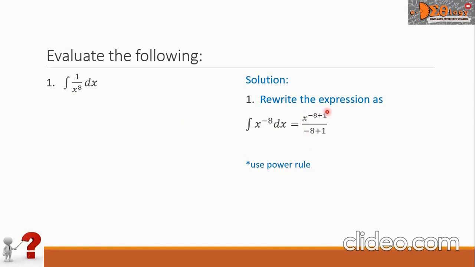Simplifying our exponent, negative 8 plus 1 is negative 7. So we have x raised to negative 7 all over the denominator, which is also negative 7. We can simplify this expression into negative 1 all over 7x raised to 7. And then we will add the plus C. This is now the final answer.